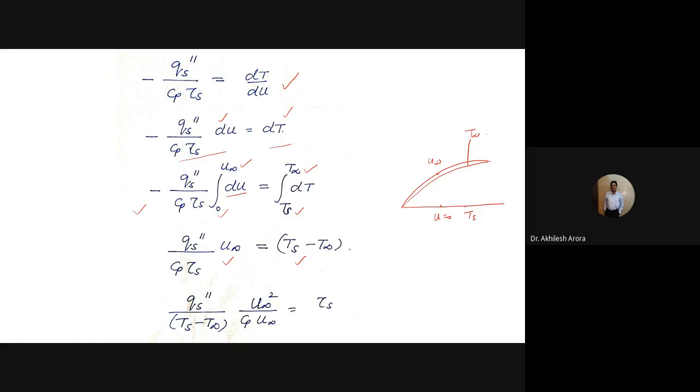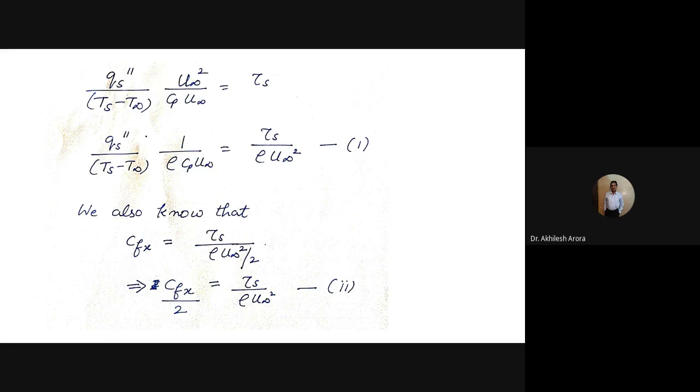And then we can rearrange these terms. What I have done here is, this is Qs double dash, Qs double dash, Cp and Cp. Then I have multiplied by u infinity and divided by u infinity. So you can see it becomes u infinity square and u infinity. Ts minus T infinity is taken towards the left side and tau s is taken to the right side. There is a particular purpose for this. So once again, you can see this here.